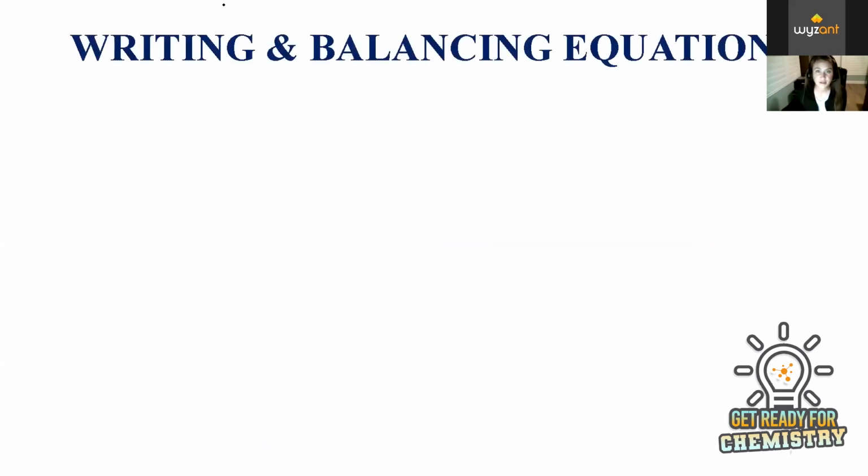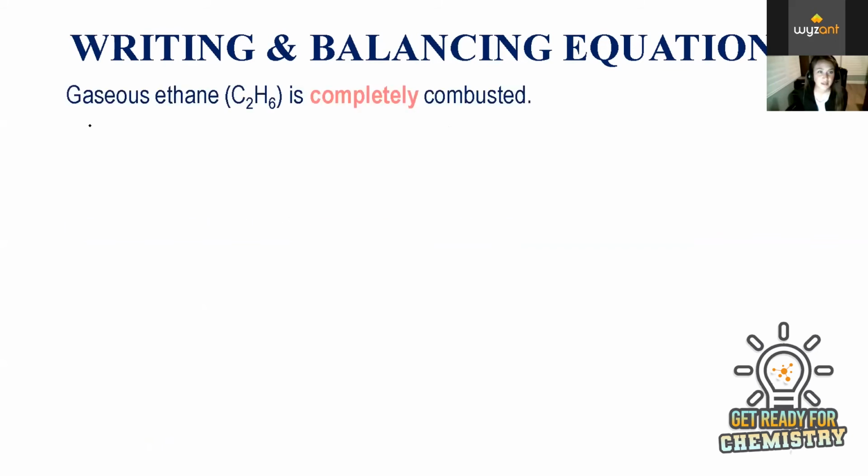Okay, and the final type of reaction is combustion. So in a combustion reaction, you should get to the point where you can just write the entire combustion reaction as long as you know it's complete. So it tells us it's completely combusted as long as you know the fuel type. So in this case, this is ethane, so C2H6.